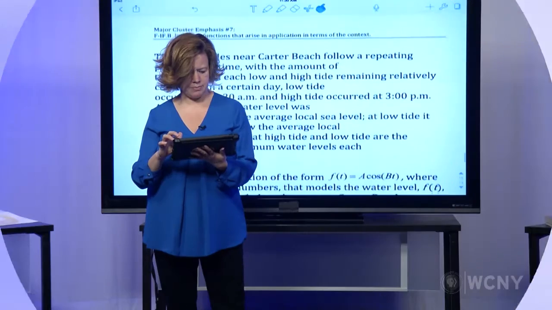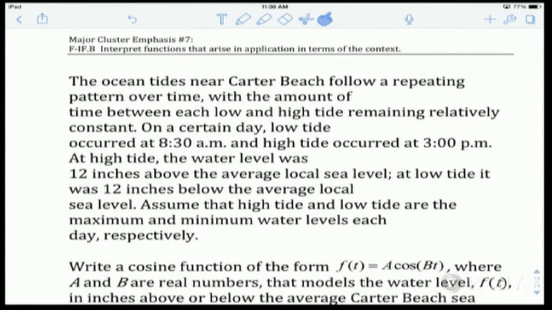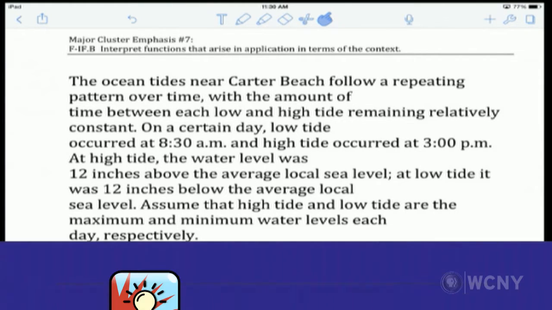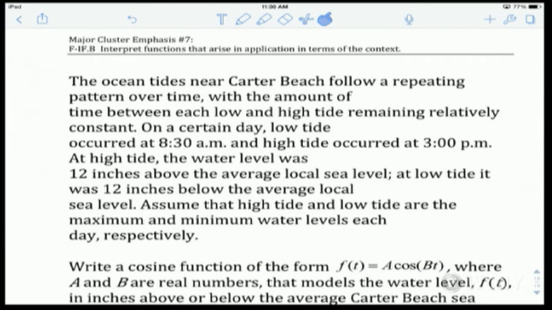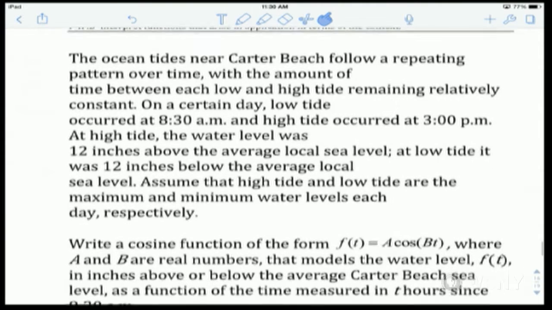Question number 7. For this cluster, we need to interpret functions that arise in applications in terms of the context. So here again, they give you a big problem to read and to determine the context of, and then try to solve. So here we go.